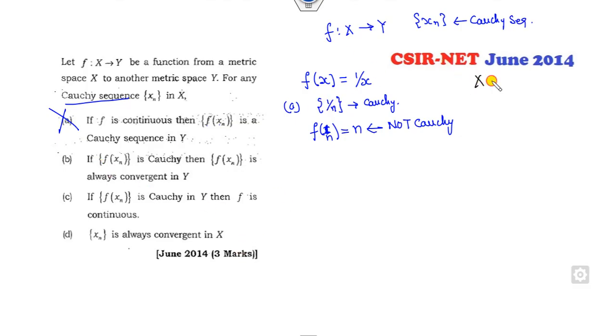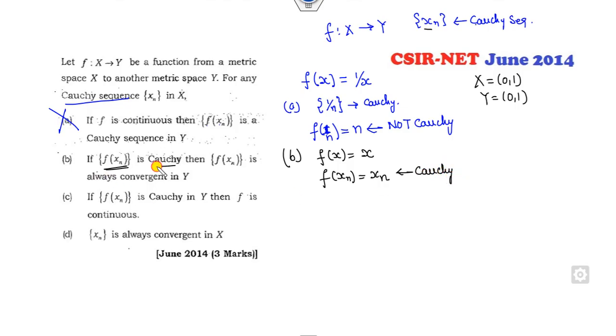Okay, I can choose X as (0, 1) and Y is my (0, 1). F of Xn is my Cauchy. Now in this case it is given that this is my Cauchy, and then F of Xn is always convergent. So I can think about any sequence which is not convergent. So what is F of Xn? Since Xn is my Cauchy sequence, this F of Xn is my Cauchy sequence. It is given to you.